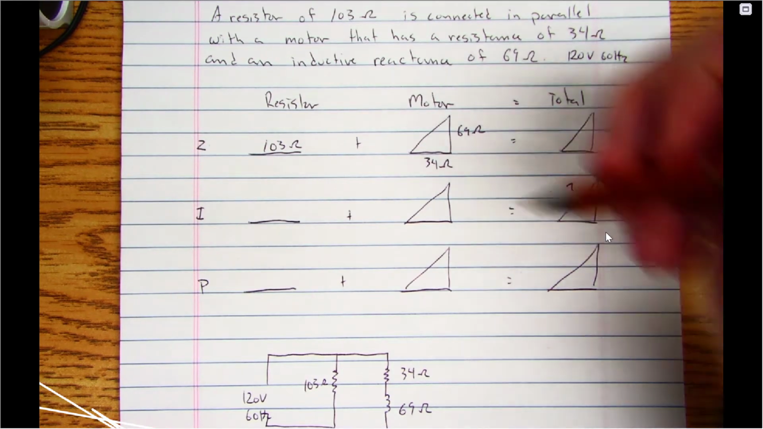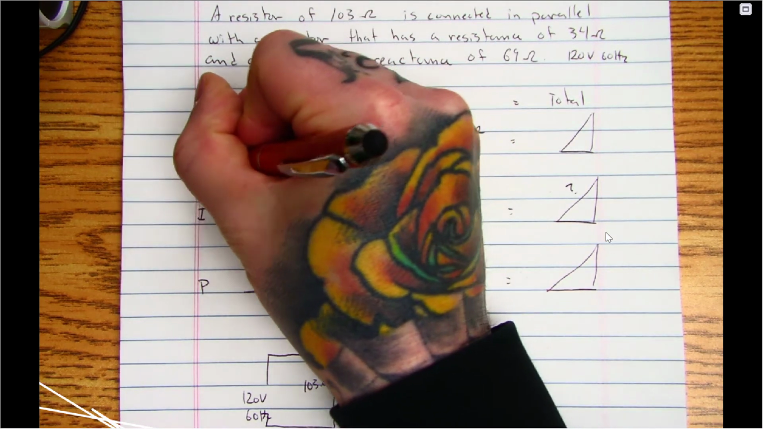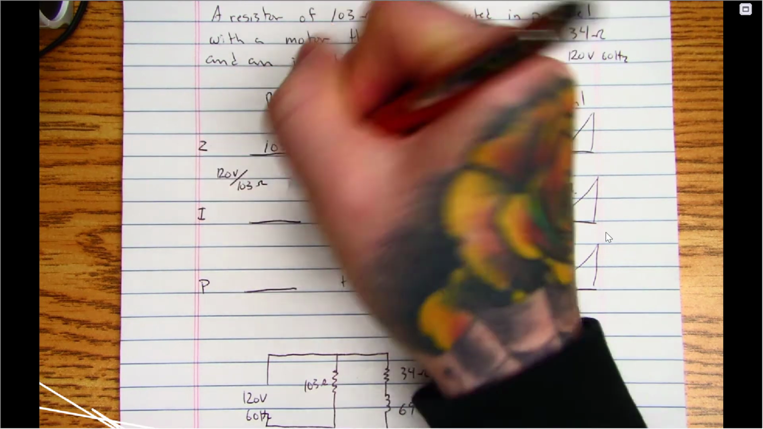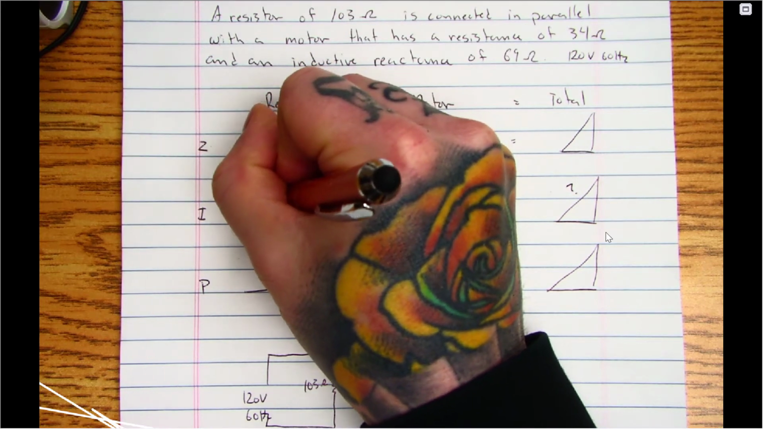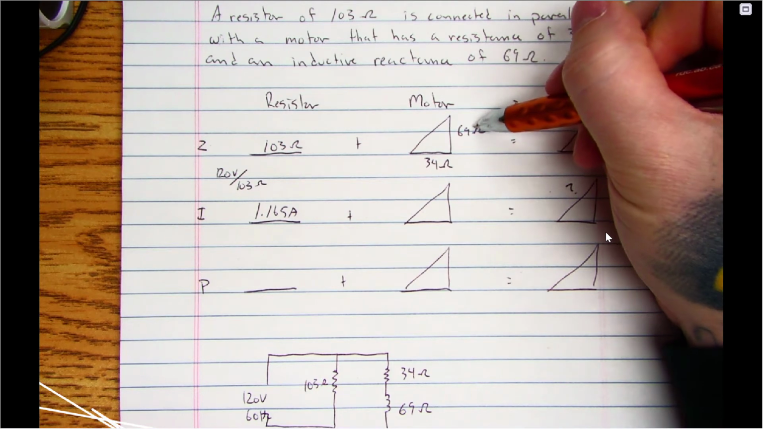So when we use the voltage, we can get down to these currents. If I take 120 volts divided by 103 ohms, I'll get the current here, which happens to be 1.165 amps. Now you're going to want to try and do that with here and here.